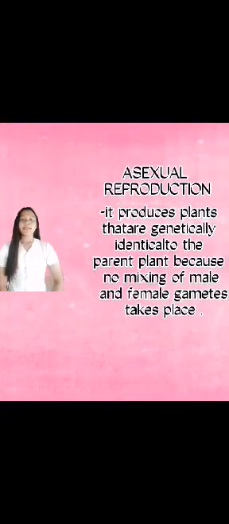What are the agents of pollination? Yes, the agents of pollination are insects like bees, butterflies, moths, animals, wind, and water. And of course, plants can also reproduce through asexual reproduction. Asexual reproduction produces plants that are genetically identical to the parent plant because no mixing of male and female gametes takes place.